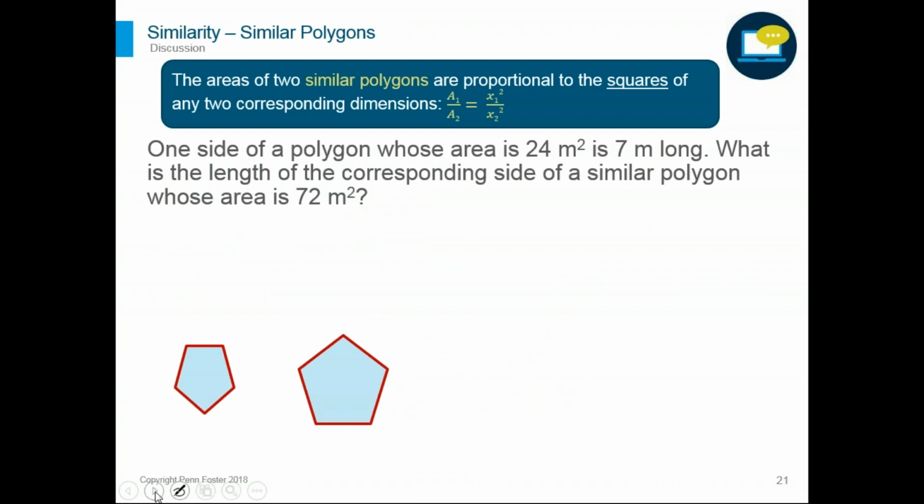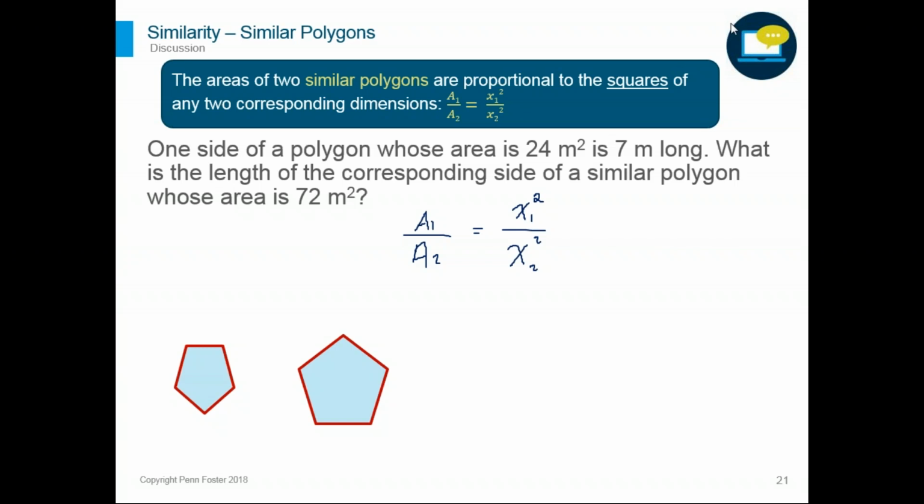Similar polygons, the same concept. Proportion. So whenever we hear the word similar, we need to think about proportion. With polygons, it's a little bit different proportion because we have squares. So if two polygons are similar, then we need to use this proportion instead. The area 1 over area 2 of the other polygon equals the square of one of the sides on the first polygon divided by the square of the corresponding side in the second polygon.